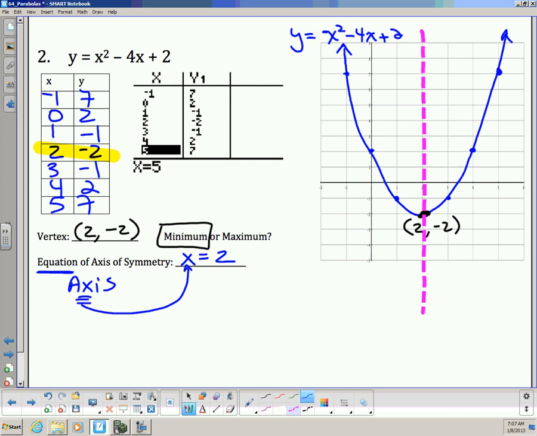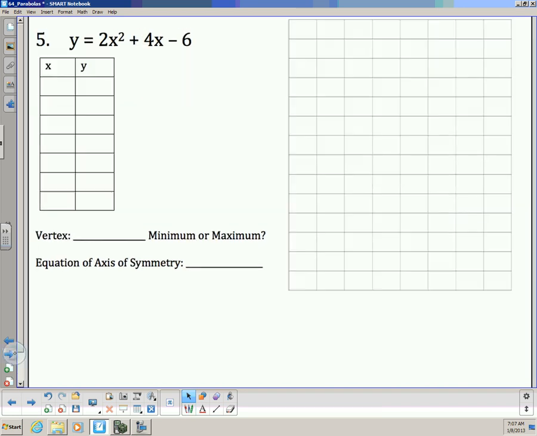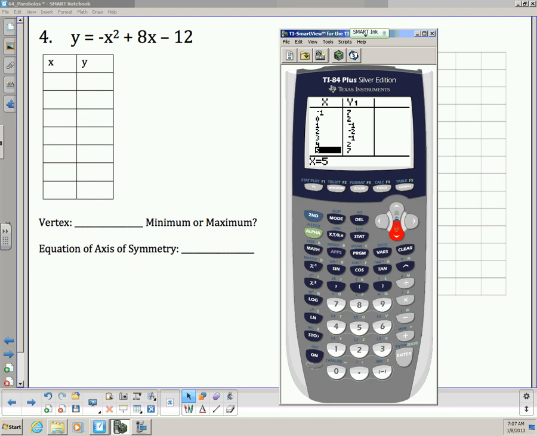All right, I'm going to do one more with you that's not in order here, I think. We're going to do negative x squared, so jump to number 4. We're going to do negative x squared plus 8x minus 12 together. So y equals, clear out whatever's in there, and I'm going to put negative x squared plus 8x minus 12 into my y equals.